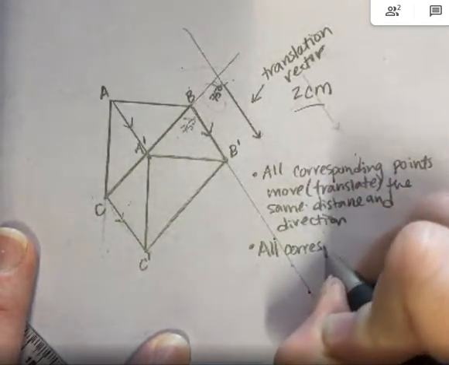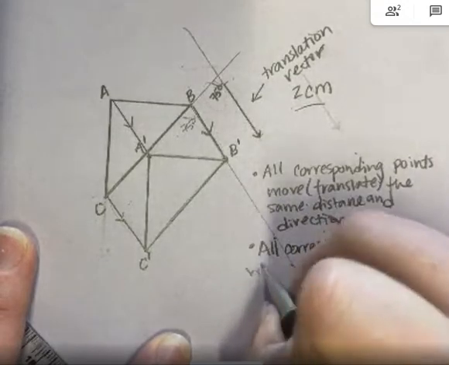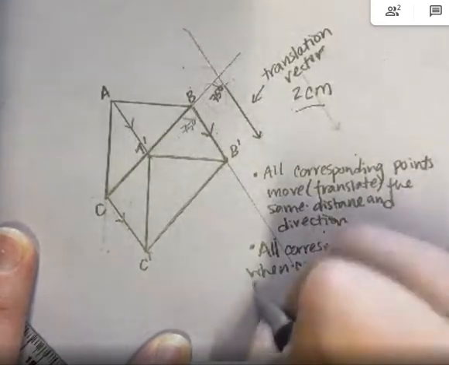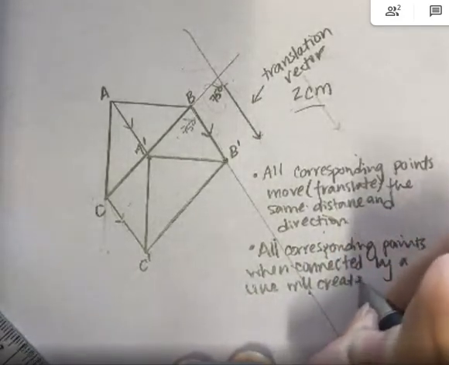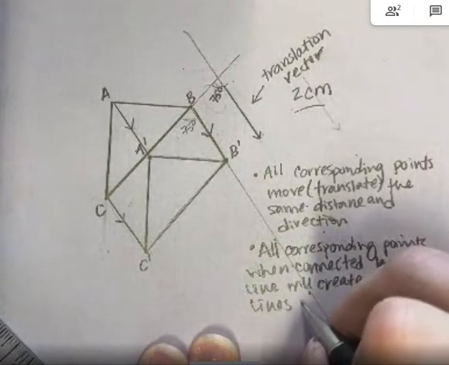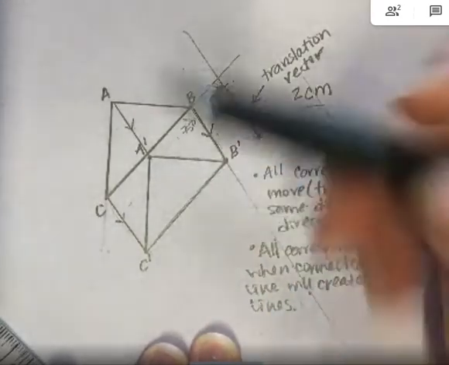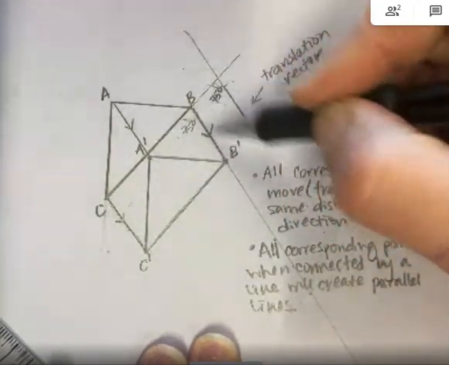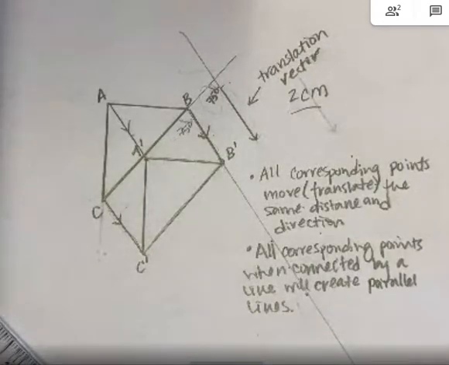And then all corresponding points, when connected by a line, will create parallel lines. Essentially, this is maybe not the best way to say it, but this line that's connecting these two corresponding points, this line that's connecting these two corresponding points, and this line that's connecting these two corresponding points are all parallel lines. It's kind of cool. A couple of takeaways from translations.